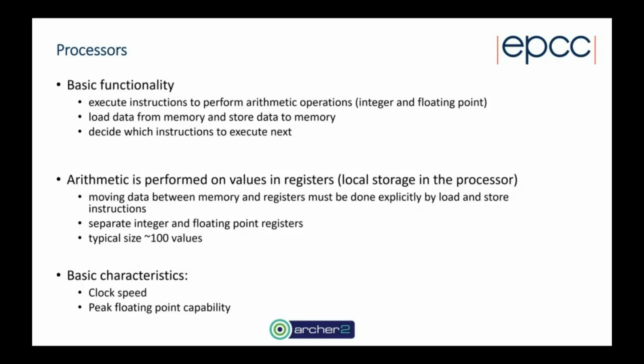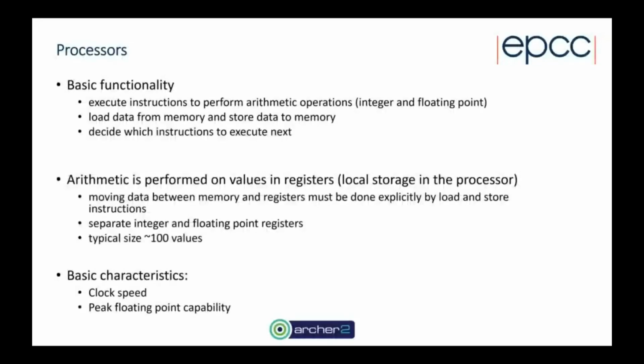One is the clock speed of a processor, so how many instructions it can run a second: 2 gigahertz, say, or 10 gigahertz, or somewhere in between. And then the peak floating point capability, because for most computational simulation and for most machine learning, it's floating point arithmetic which is primarily used. So that's what limits performance.